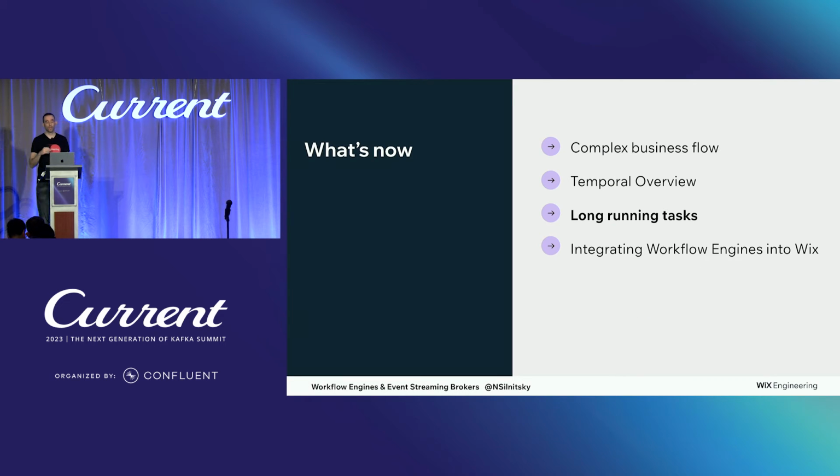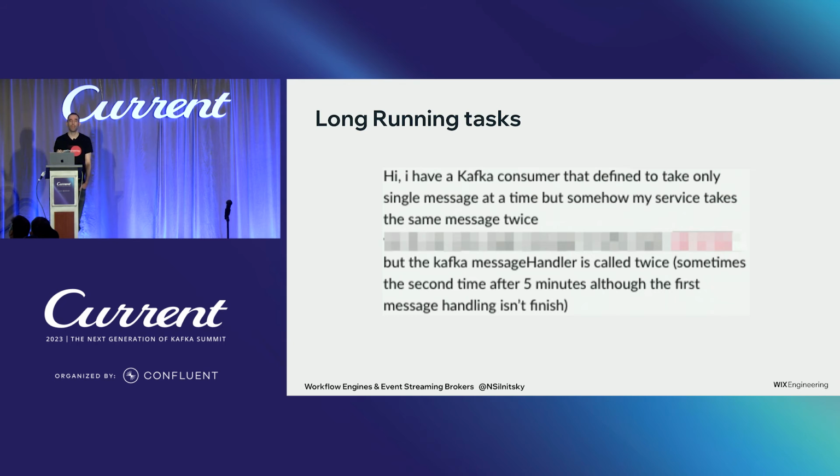Cool. So now let's pivot to long-running tasks. And this use case for me is also important in terms of Kafka support and or lack thereof, and how Temporal does support it better. So from time to time, my infrastructure team at Wix gets questions in Slack like, I set up a Kafka consumer and I wanted it to process only one message at a time, but somehow there was the same message processing twice.